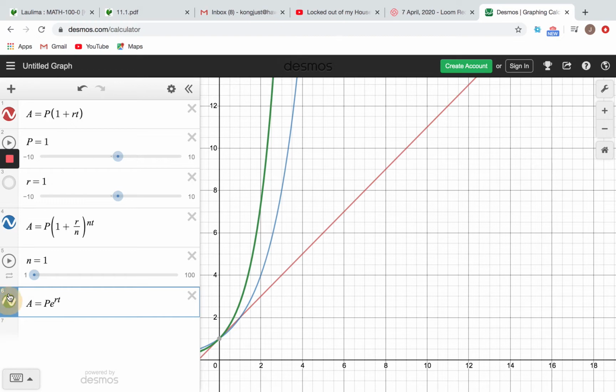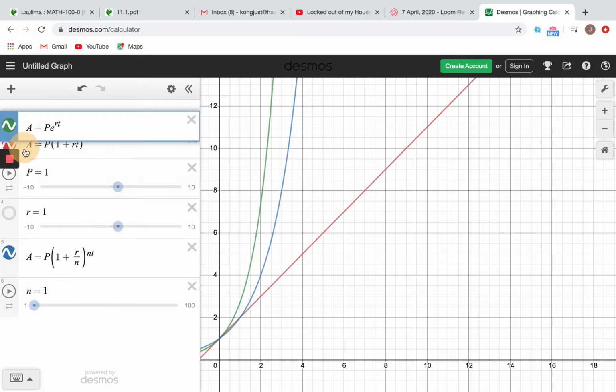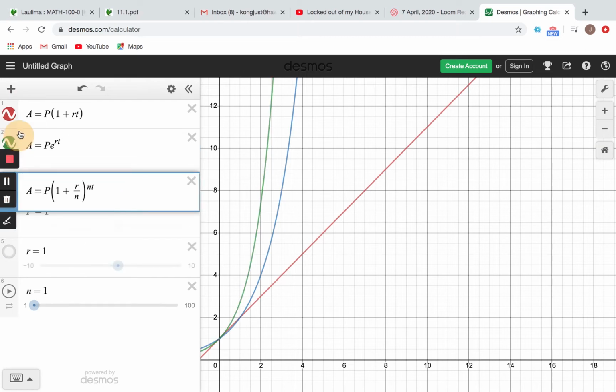And oh, this got rearranged somehow. This was supposed to be up here. This is supposed to be up there.